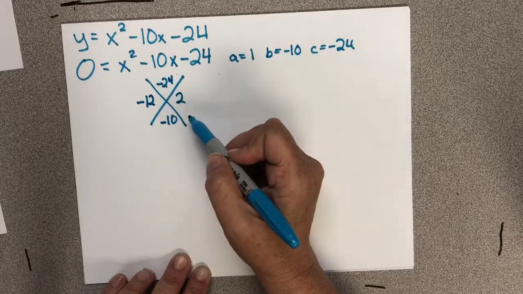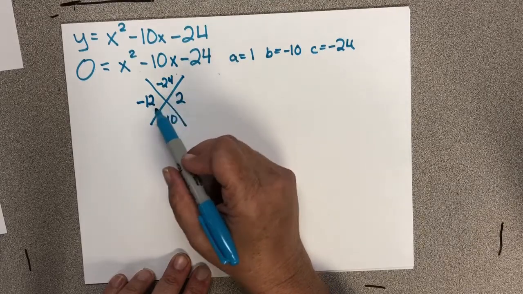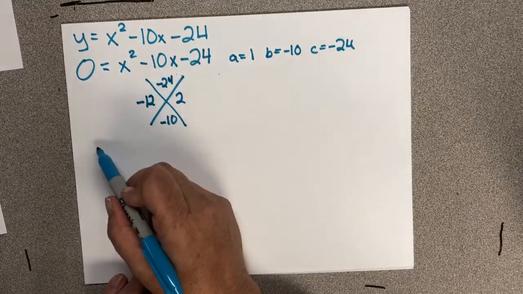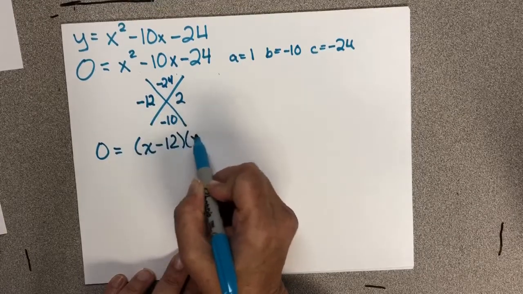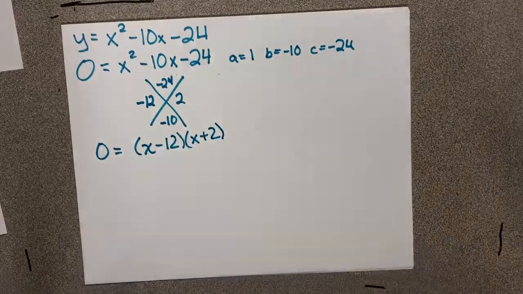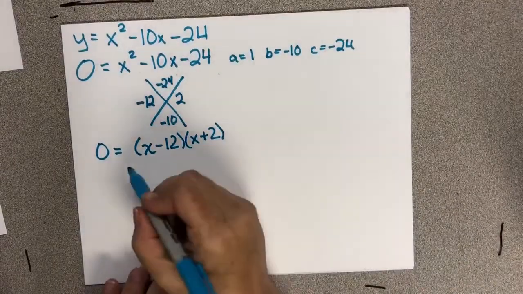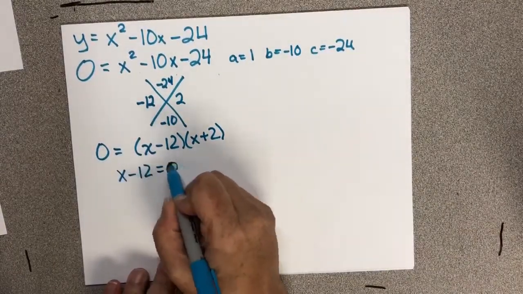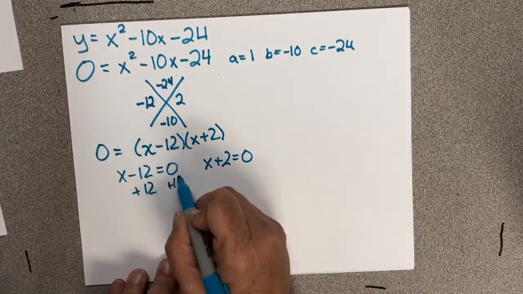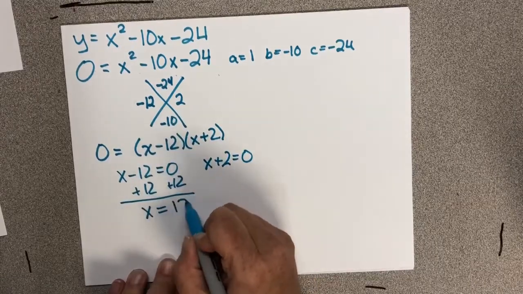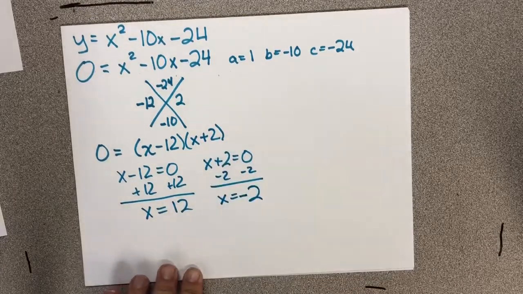If you got 6 and 4, you weren't paying attention to your signs. So negative 12 times 2 is negative 24, and negative 12 plus 2 is negative 10. So now my factors are x minus 12 and x plus 2, and both of those equal 0. I'm going to set each of those equal to 0 and solve for x. So there I have solved for x.